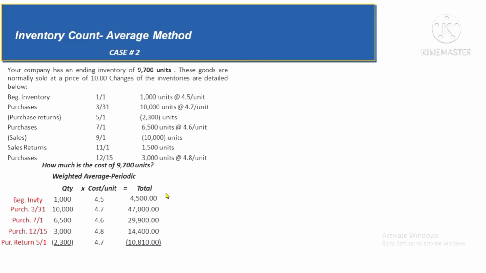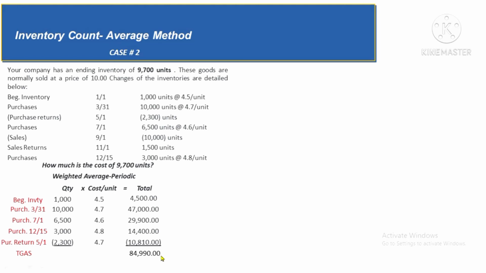So we have the beginning inventory of 4,500 plus the gross purchases minus the purchase returns, and then we will get the total goods available for sale at cost worth 84,990. In this case, as you observed, there are no purchase discounts and freight in. So let's assume that this cost per unit, the 4.5, 4.7, are already net of freight and net of discounts. So again, the total goods available for sale in cost is 84,990.